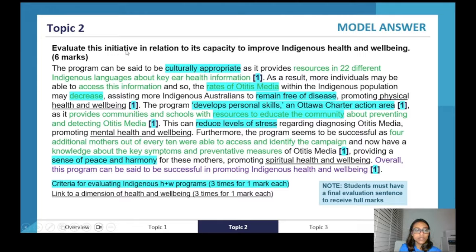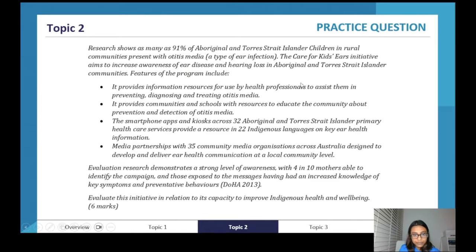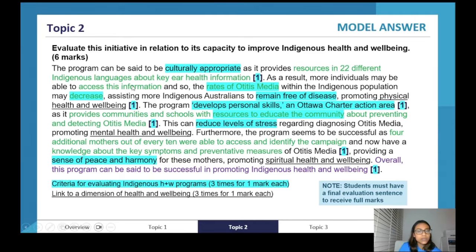So we've got resources in 22 different Indigenous languages about key ear health information. That's directly from the case study. That's your little evidence, your quote, your example. You don't have to put it in quotation marks, but it's always good to, because it shows the examiner that you've taken it specifically from the case study. So use quotation marks. If I was to, I would go back and add quotations. So if you're annotating along, add quotation marks to the bits that come directly from here, because then it's super clear to you and the examiner.